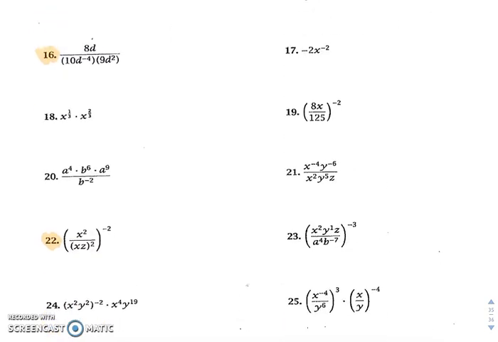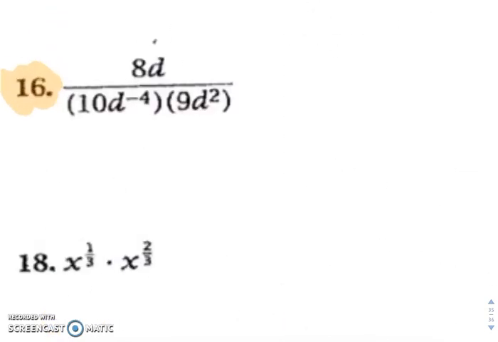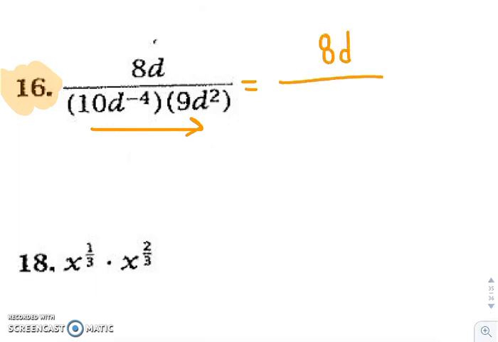So 16, it is a single fraction. There's no powers to distribute. So I'm going to go ahead and multiply this denominator. So this becomes 8d still on the top, over 10 times 9 is 90. d to the negative fourth times d squared is d to the negative 2. So, it doesn't have a power, so it's really d to the first on the top.